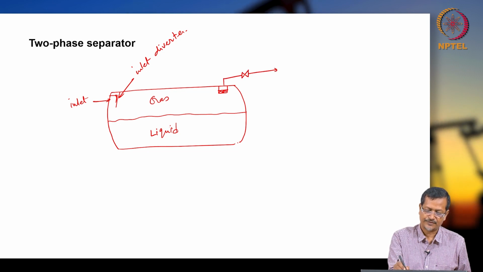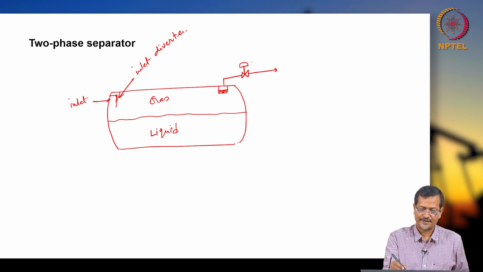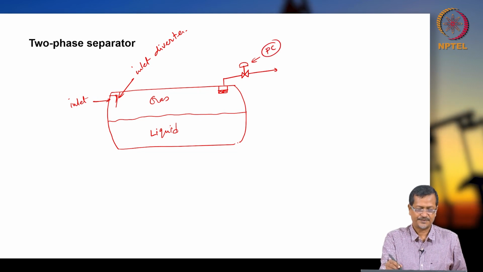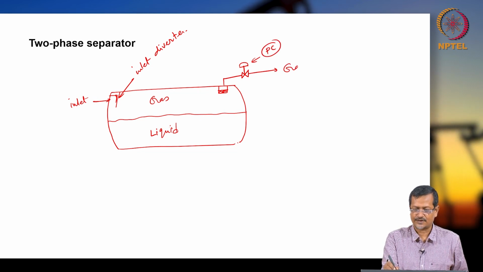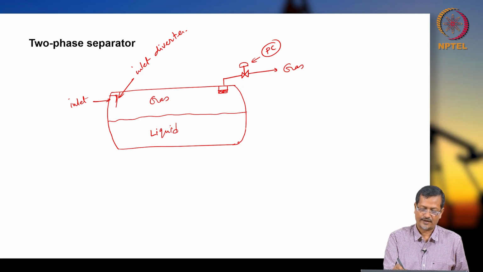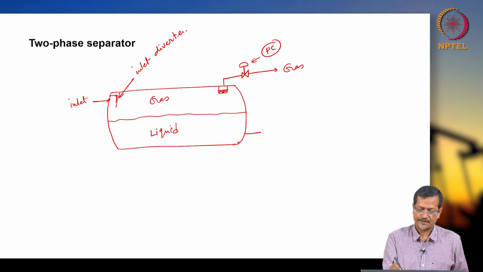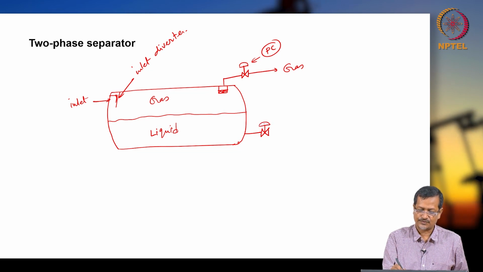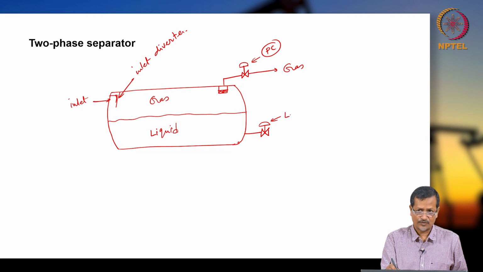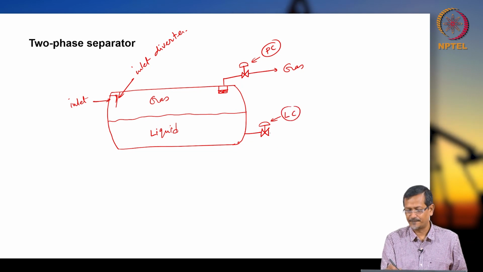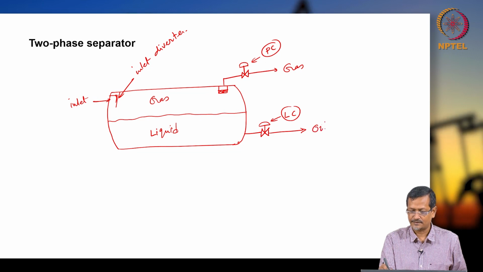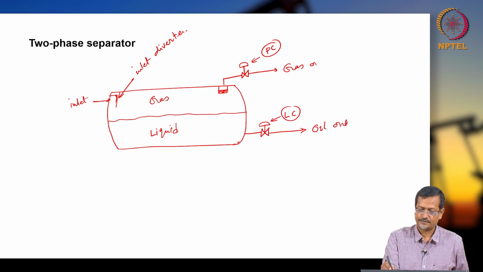You see, I am drawing one valve. You can remember this is a control valve, pressure control valve, right? So PC, pressure control, you can make like this. So gas out, and you have liquid: one valve will be there, again a control system. This will be a level controller, LC. And this fluid, whatever you are getting, is oil out.